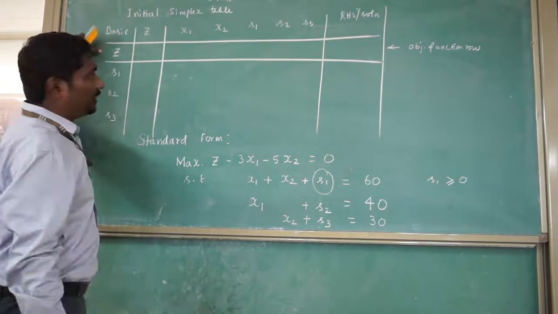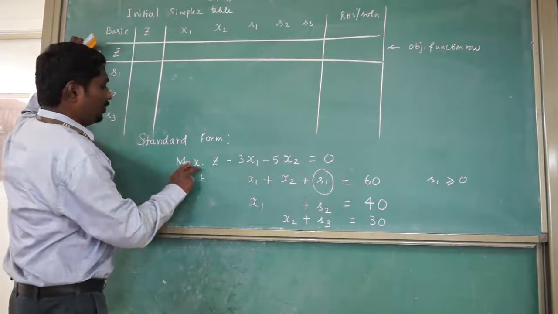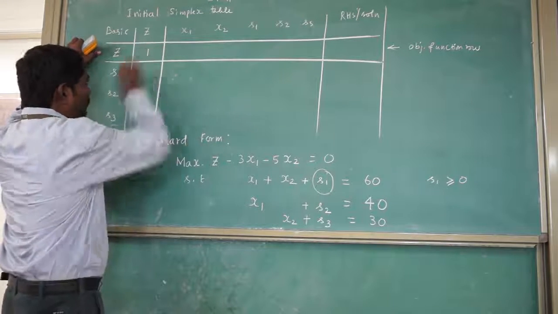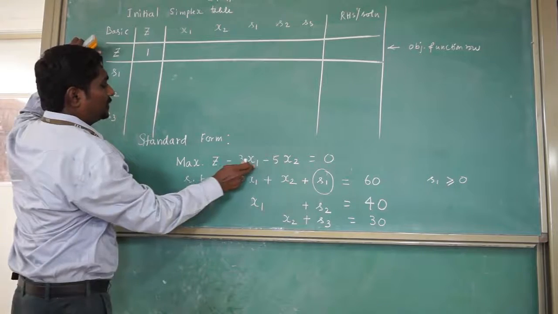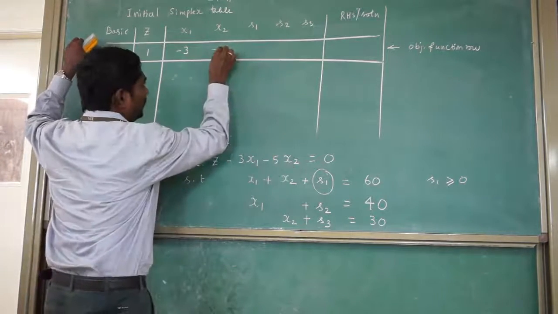So let me write the objective function row, the very first row. I am going to write only the coefficients. The coefficient of z is 1 in the objective function, and the coefficient of x1 is -3. The coefficient of x2 is -5.